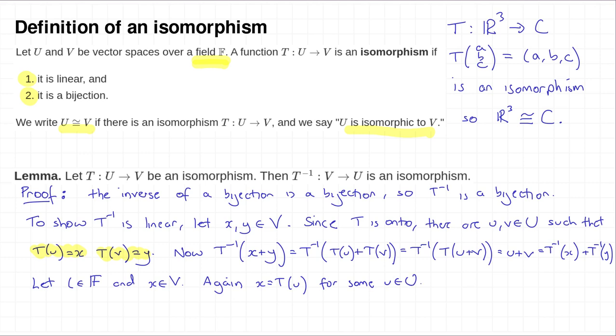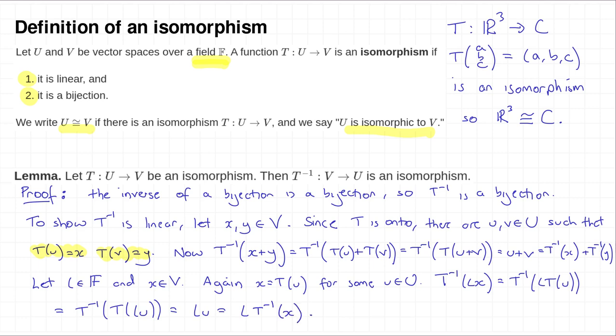Now what I need to show is that T inverse of L times X is equal to L times T inverse of X. So let's just look at T inverse of LX and use the same trick we did before. This is the same as T inverse of L times T of U. And because T is known to be linear, that's our assumption, that's T inverse of T of LU. So this is just LU again, and as before, that's L times T inverse of X. We've verified the second linearity property for T inverse, so it's linear. It's a bijection, so it's an isomorphism.